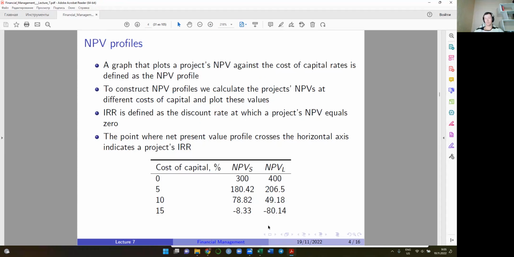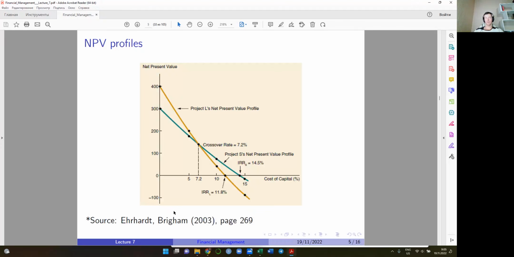So how to compute these numbers? We know from the previous exercise session. At least we managed to calculate net present value for two projects. The same is applied here. We are changing the interest rate or discount rate. Now here is a graph of this net present value profile.